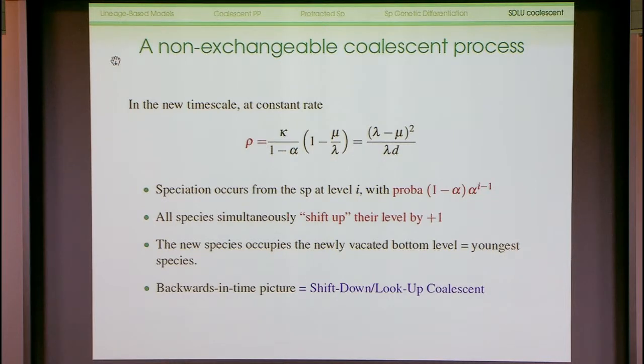And all species at this time simultaneously shift up their level by +1, because the youngest species becomes the second youngest, becomes the third youngest, etc. So all the species shift up their level by +1, and the new species occupies the newly vacated bottom level because it's the youngest one. And if you do that backwards in time, what you get is what we call the shift-down lookup coalescent, in the sense that all the levels shift down by -1, except the youngest one, the lowest one, which looks up to a geometrically distributed level and coalesces with the lineage lying there.